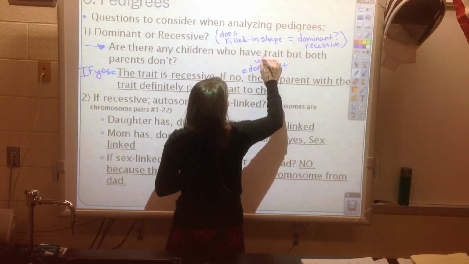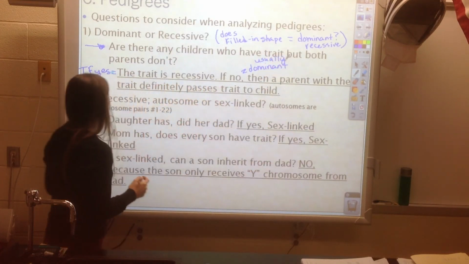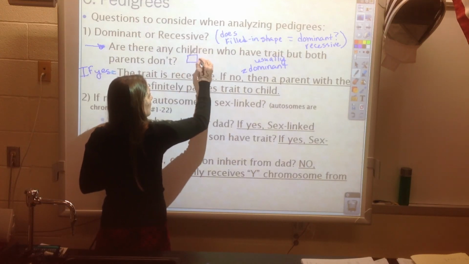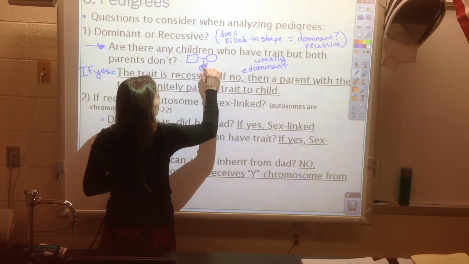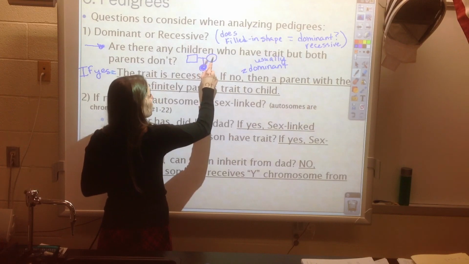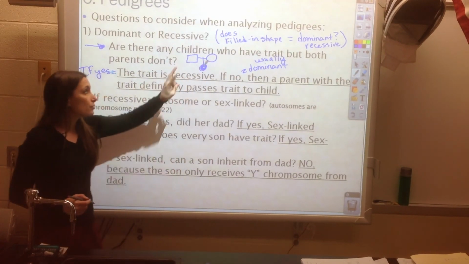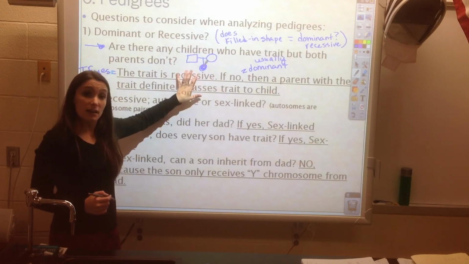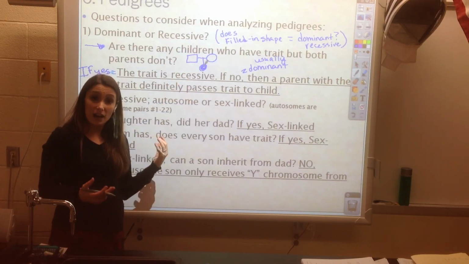Usually, and so really what we're looking for is shapes like this: a dad that doesn't have it, a mom that doesn't have it, and a child that does. Here's a child who has it, but both parents don't. That means it is recessive. So if you see two parents that don't have it and a child that does, ding, ding, ding, it's recessive. And that helps us answer half of the questions.